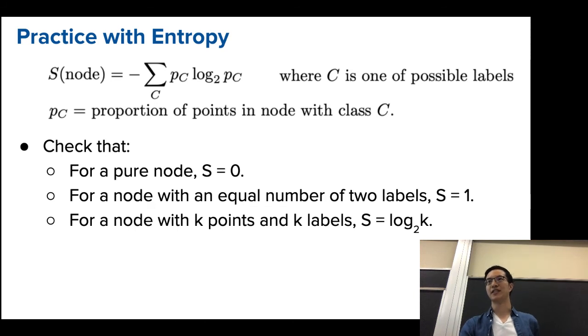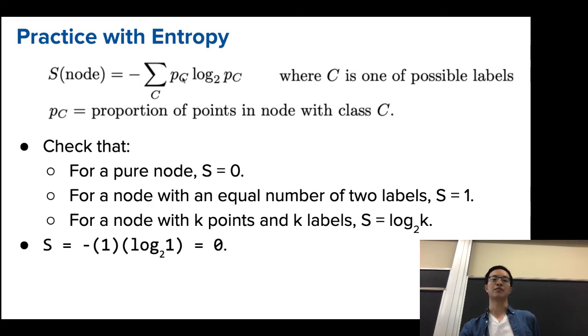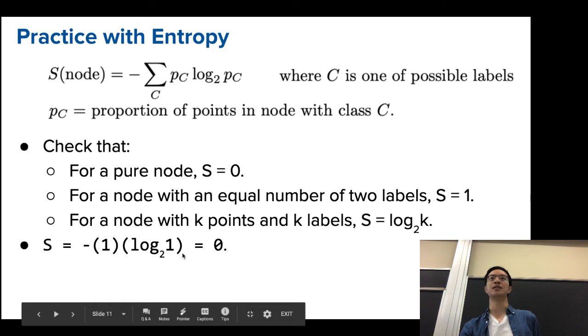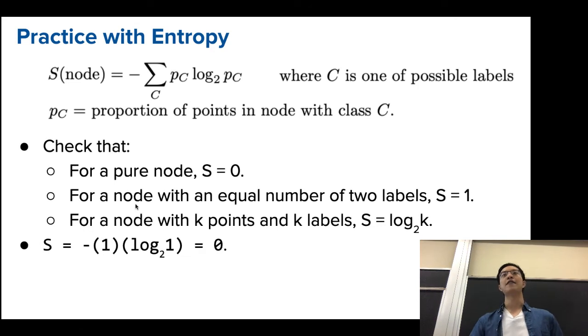Okay, so how do I do this? In a pure node, all the points have the same label, have the same class. So let's say that my pure node has 10 points and they're all labeled drive. If I have 10 points and they're all labeled drive, the proportion of driving is 1. So I have 1 here times the log base 2 of 1, which is 0. I don't have any other classes, so I don't have any other terms in the summation of the entropy. Now let's suppose that at the second node, I have 5 points that are labeled drive and 5 points that are labeled BART.